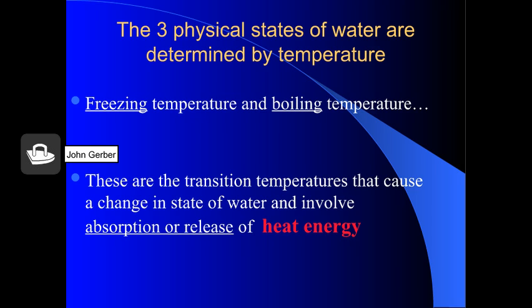Water moves back and forth among these three phases depending on the temperature. Of course, the freezing temperature of pure water is 32 degrees Fahrenheit or 0 degrees Celsius, and the boiling point of pure water is 212 degrees Fahrenheit or 100 degrees Celsius. These are the transition temperatures that cause a change in state of water and involve either the absorption or the release of energy. This is important when we start thinking about how water affects gardens.